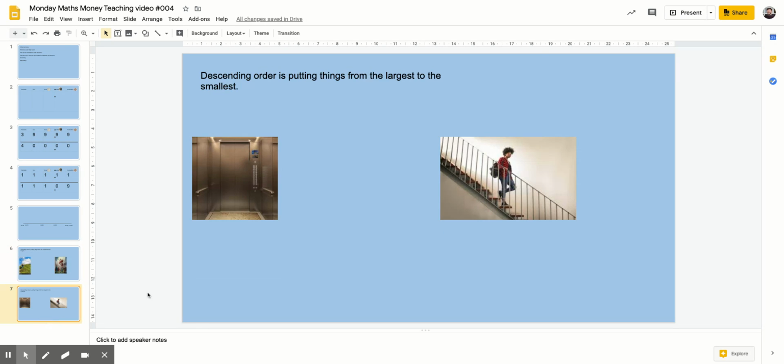And that brings us on to descending, which is the opposite. Descending order is putting things from the largest to the smallest. So I think of it as going into an elevator, going down from the highest floor to the lowest floor, or walking down some stairs, descending the stairs, going from upstairs to downstairs, down those steps. So it's all about going from largest to the smallest.